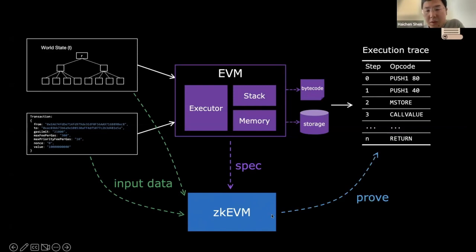And what you're trying to prove for the zkEVM is that this execution trace is correct, and also that it's unique. Thus, it means that given this current world state and the current transaction you're going to input to the zkEVM, this is the only valid execution trace you can execute by using the zkEVM spec.